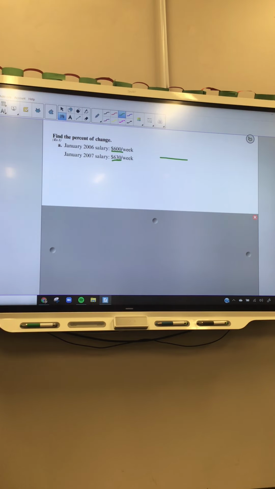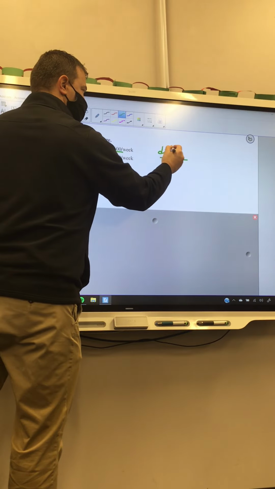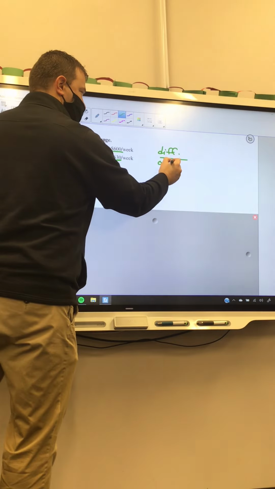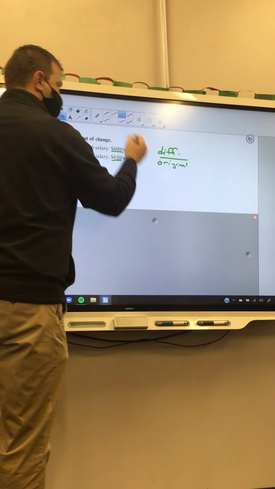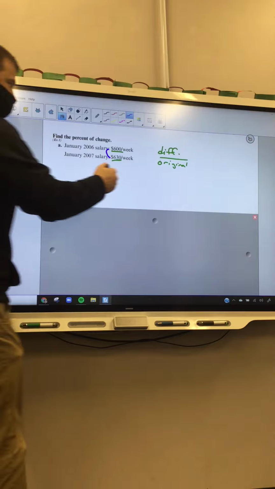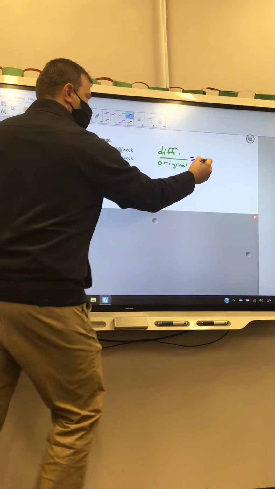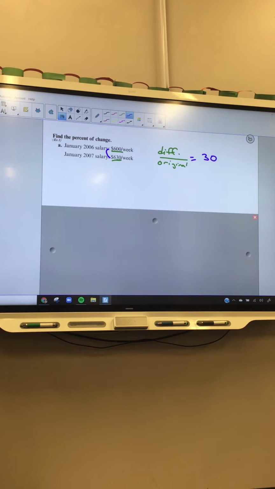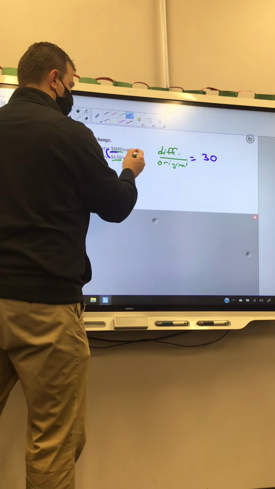We're going to do the same thing here. We're going to take a look at the difference, and then we're going to divide that by the original amount. So when I do that, what's the difference between 600 and 630? $30. The difference is $30. And by the way, if it was a lesser amount, we would call it negative 30. We would do it the same way. And the original amount was 600.